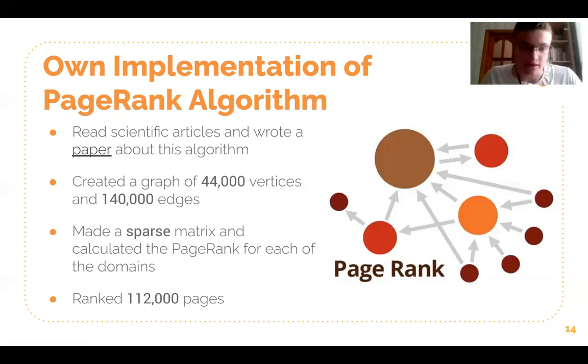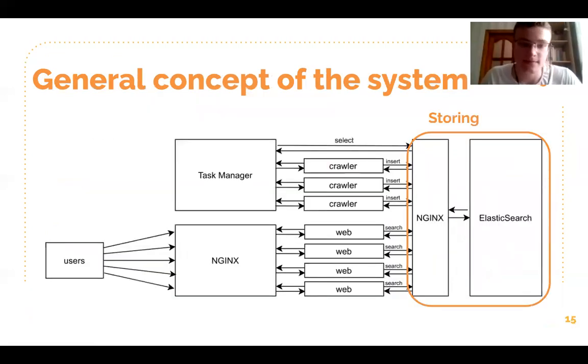Also, we created working code and a graph of 44,000 vertices and 140,000 edges, made a sparse matrix and calculated the PageRank for each of the domains. And as such, we ranked 112,000 pages. Next slide.